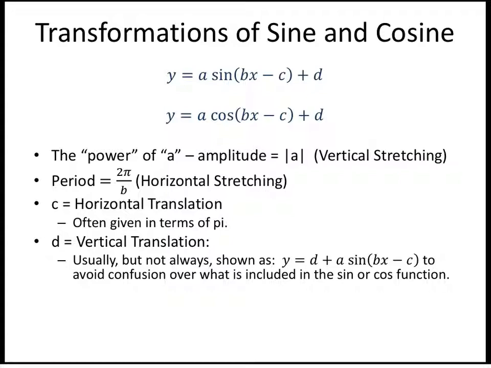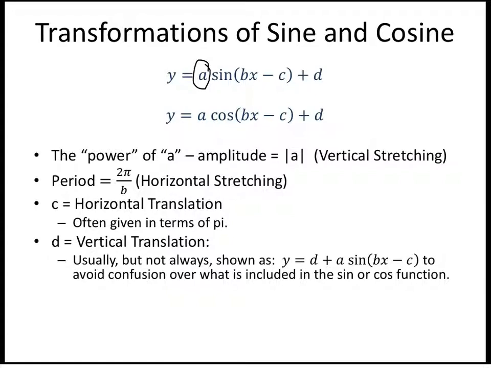So when we are doing transformations of sine and cosine, a will always happen right before the sine, okay? It'll either be positive or negative, right? If a is positive, it's going to look like the basic sine function. If a is negative, it'll be, again, reflected over that x-axis, okay? If a is bigger than 1, we're going to have vertical stretching. If a is between 0 and 1, we will have vertical compression, okay?